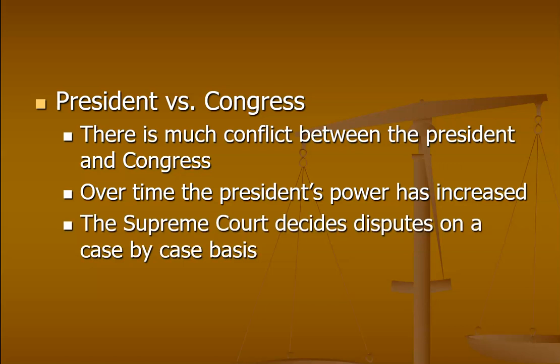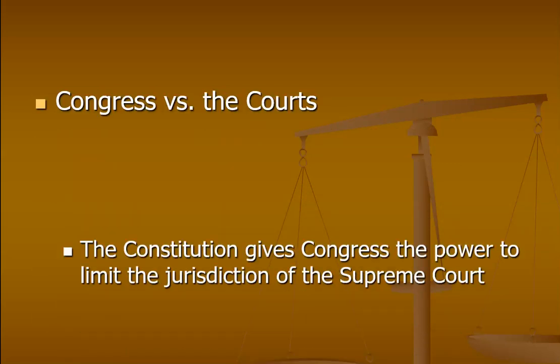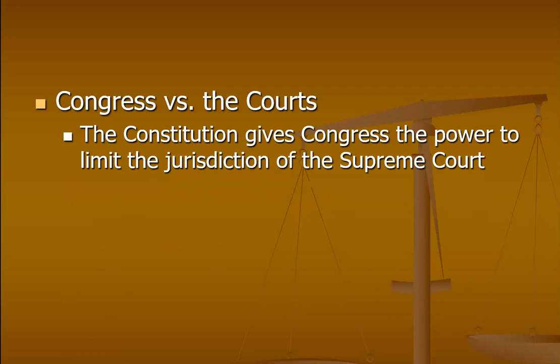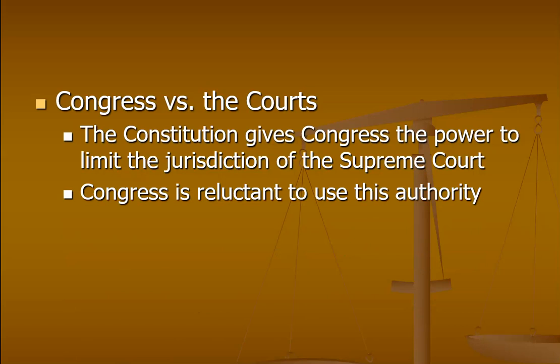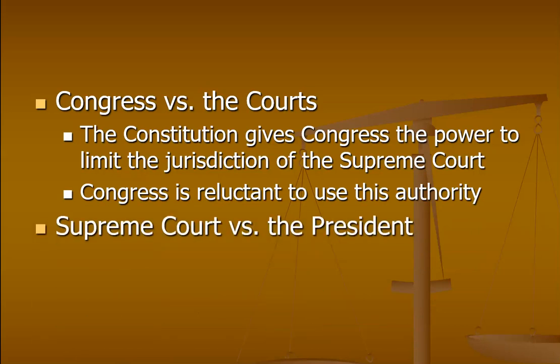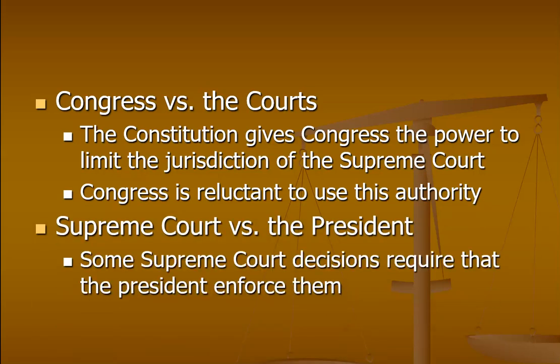The Supreme Court decides disputes between the branches on a case-by-case basis. The Constitution gives Congress the power to limit the jurisdiction of the court. Congress is reluctant to use this authority, however. Some Supreme Court decisions require that a president enforce them, and that was an issue during the time of Andrew Jackson.